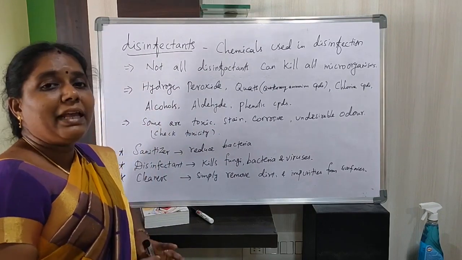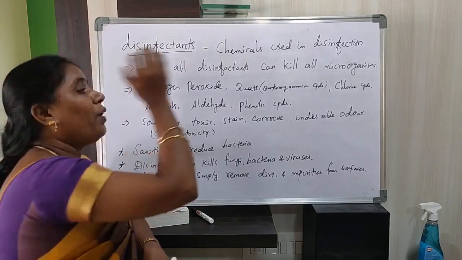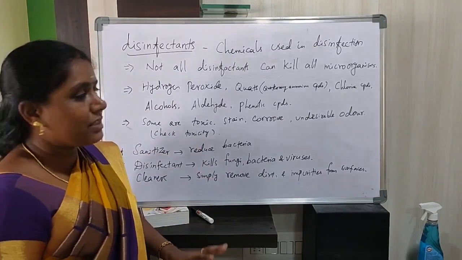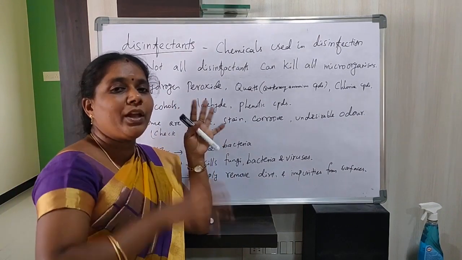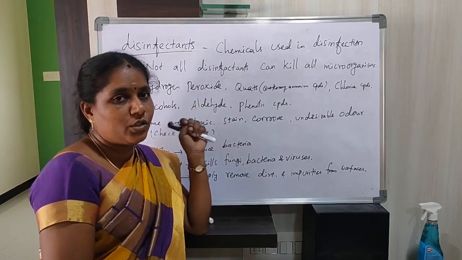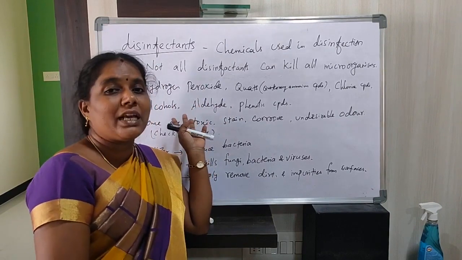And in some places they use quaternary ammonium compounds, that is quats, as a disinfectant. This is also a chemical substance, the quaternary ammonium compound, which they generally call quats. And like this, chlorine compounds are also used as a disinfectant.